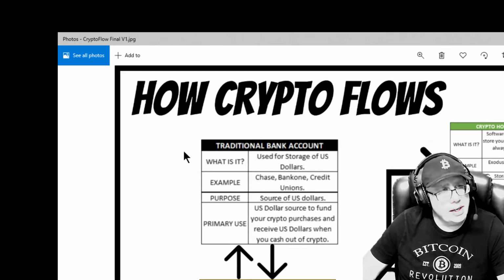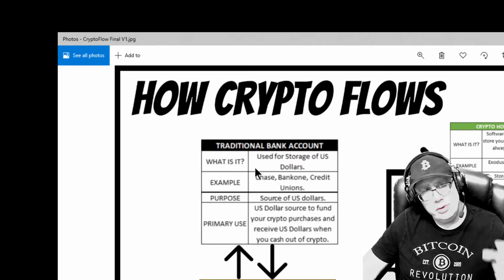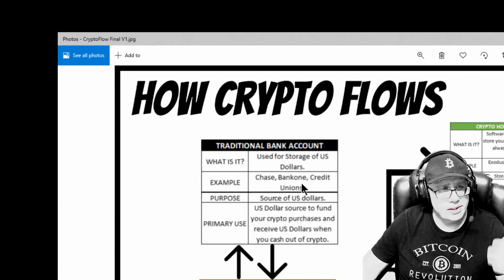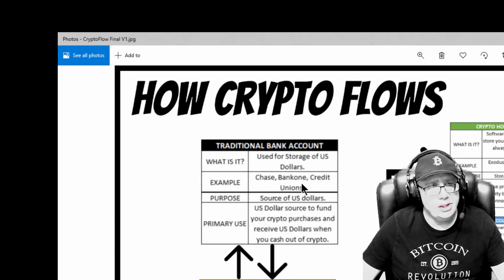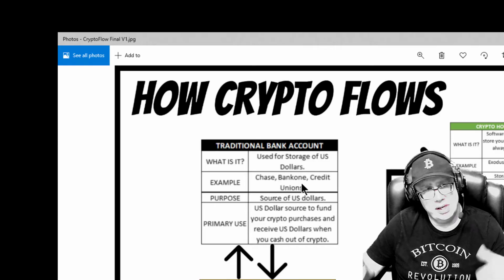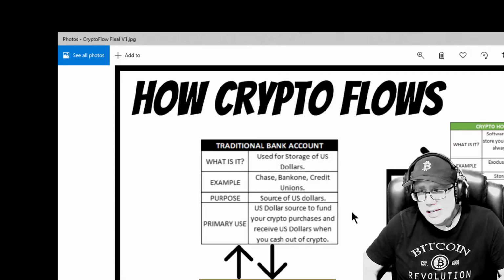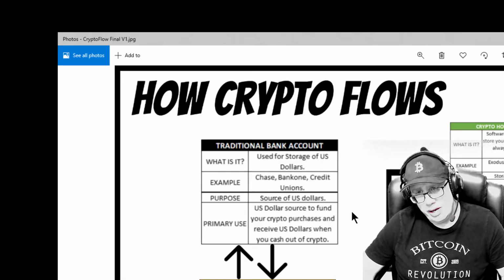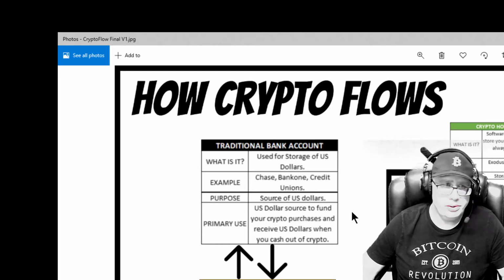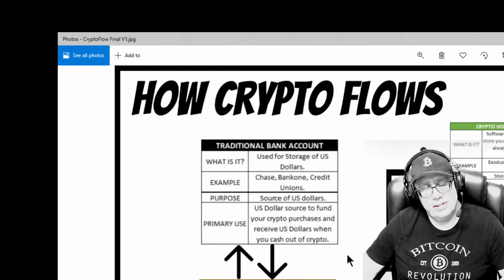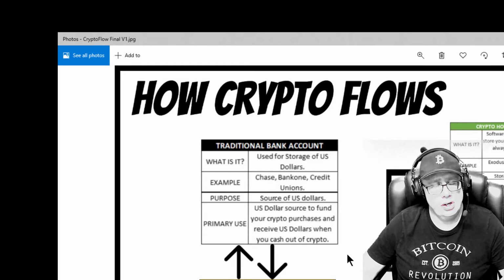The traditional bank account, what is it? It's used for storage of US dollars. An example would be Chase, Bank One, credit unions. The purpose is storage of your money. It's a source of US dollars. Primary use: US dollar source to fund your crypto purchases and receive US dollars when you cash out of crypto. Why is the bank account important? For now, you're still probably going to the grocery store and using dollars to buy bread and such. So the bank account is the starting point for your crypto journey.